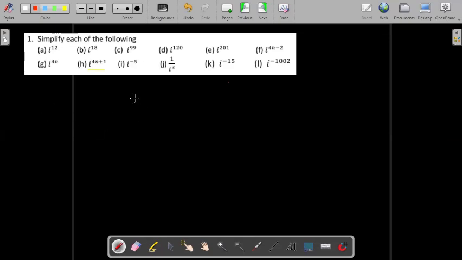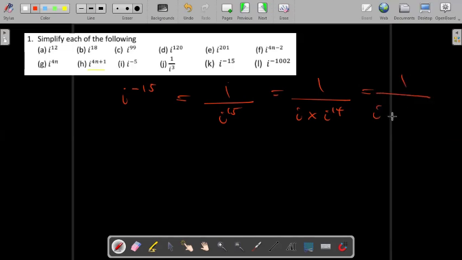Okay, so next you have i to the -15. Of course, this can be written as 1 over i to the 15. And this is going to be 1 over i multiplied by i to the 14th. I can write this as 1 over i, then multiplied by i squared, then to the power 7. When I multiply the 2 by the 7, I get that 14, which I have there, and have 1 over i, then that there I'll get -1 to the power 7.